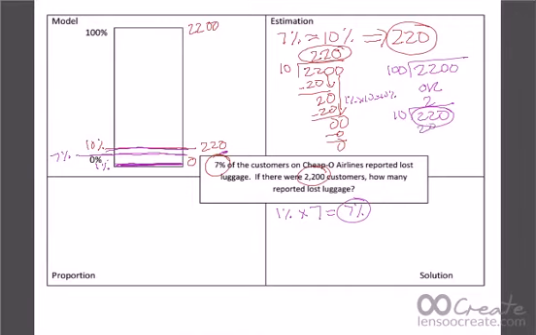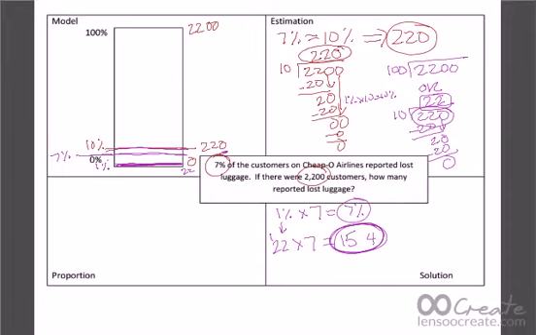2 times 10 is 20. 22 minus 20 is 2. Bring down my 0. 10 goes into 20 two times. 2 times 10 is 20. 20 minus 20 is 0. And check it out, I have an answer, 22. So 1% is 22 people. Times 7, that'll give me my answer. So 2 times 7 is 14. Carry my 1. 7 times 2 is 14 plus 1 is 15. So 154 people lost their luggage.